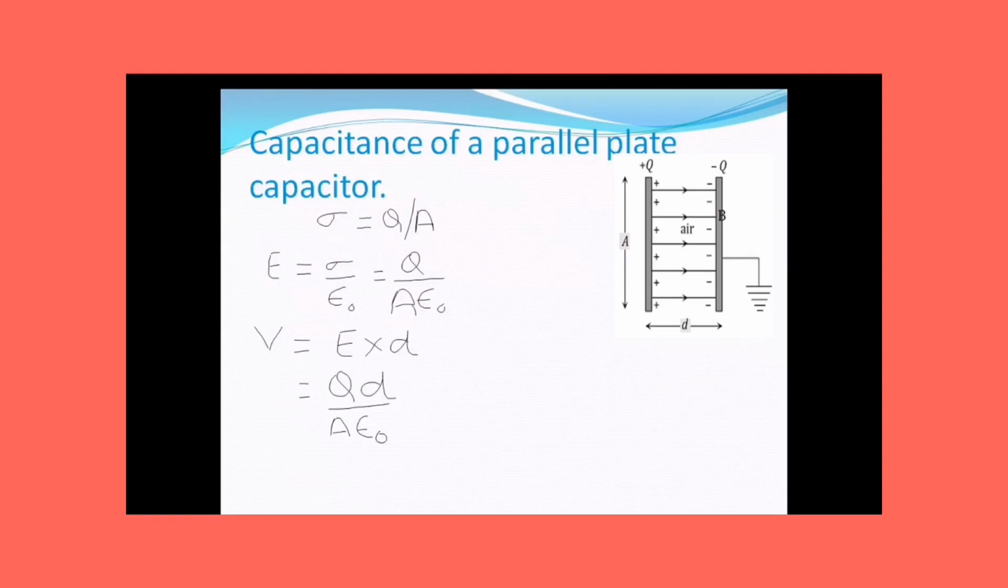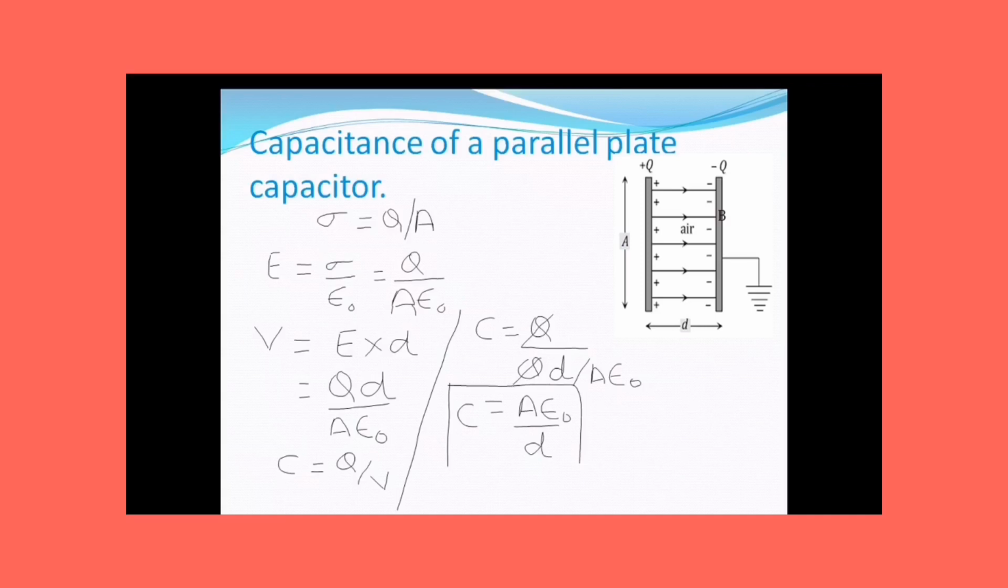Now we know that C = Q/V. So C will be equal to Q upon QD/(A epsilon naught), in which Q and Q will get cancelled and we will get A epsilon naught/D. So this is the capacitance of a parallel plate capacitor.